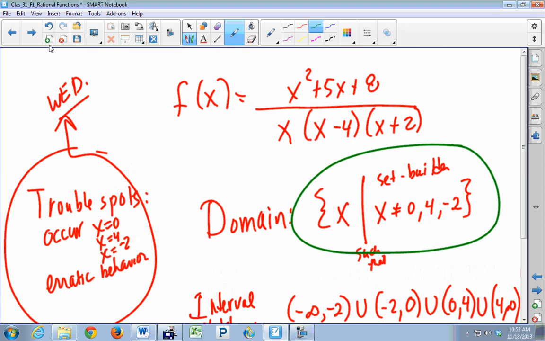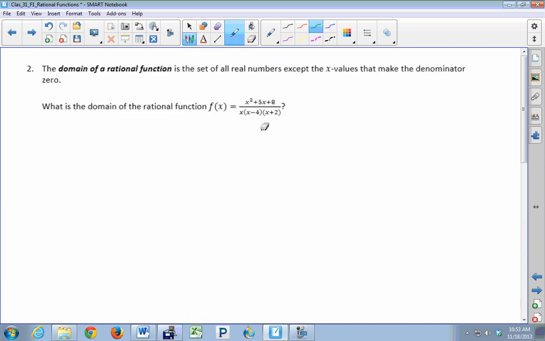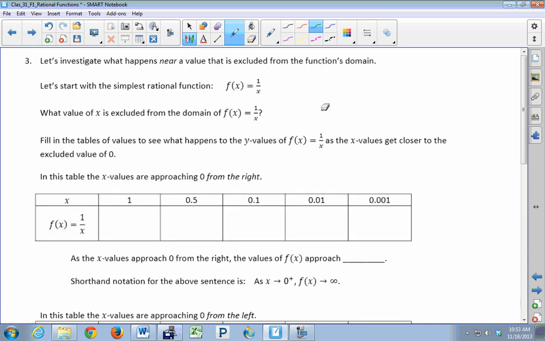Okay, so let's look at the first rational function. We've already talked about this domain. The first rational function is something you should be familiar with from your transformation project, 1 over x. Does anybody know what we had called 1 over x? We gave a name to this function. Reciprocal function, right. So the function 1 over x is called the reciprocal function because all it does is take the reciprocal of whatever x is.